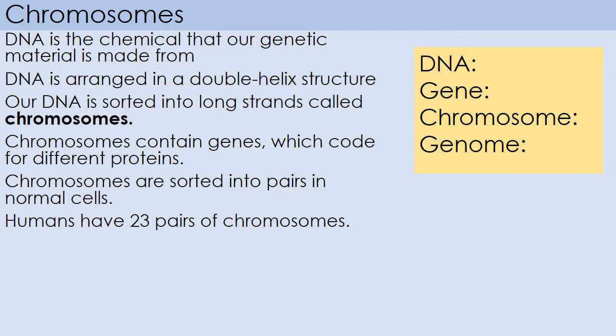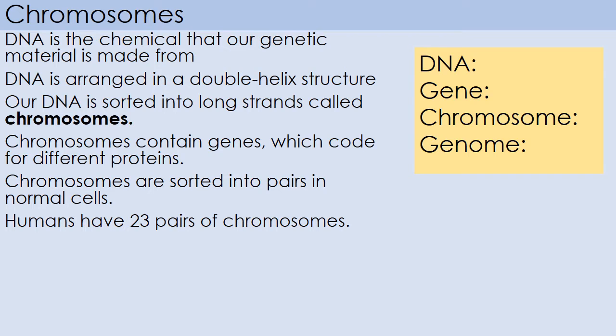So we've got chromosomes. DNA is the chemical that makes up our genetic material. It stands for deoxyribonucleic acid. We've got a nucleotide base, a phosphate, and a sugar all in there together. It makes that lovely double helix structure, that swirly structure going round. It's got two sides joined together in the middle. And we sort them out into long strands called chromosomes. We've got very long strands of DNA called chromosomes.